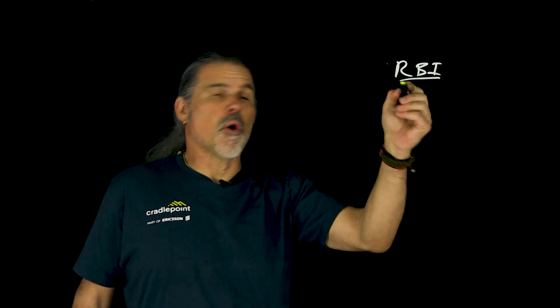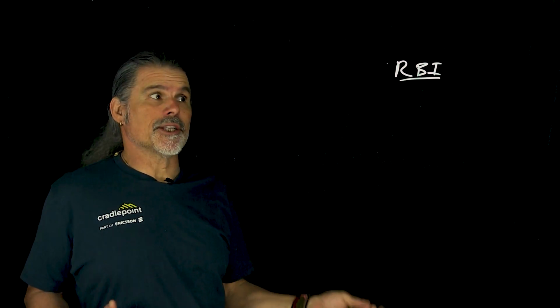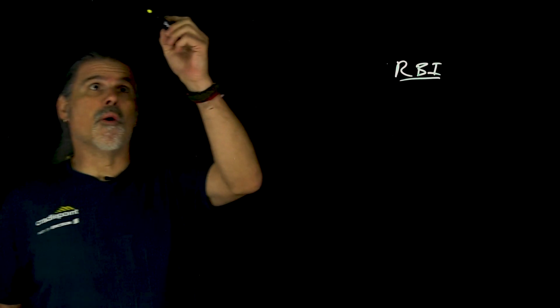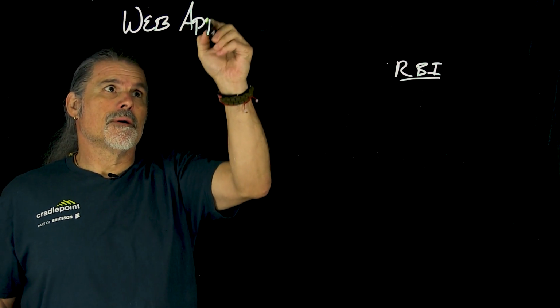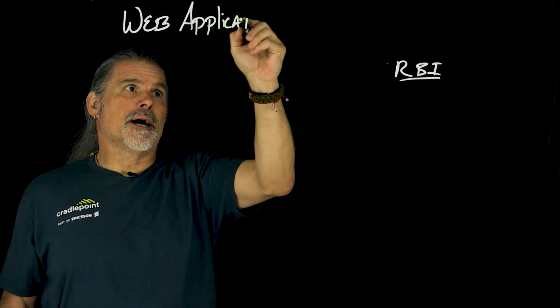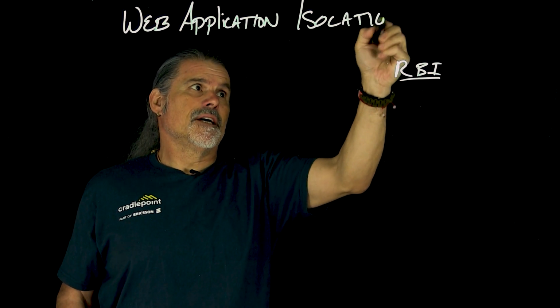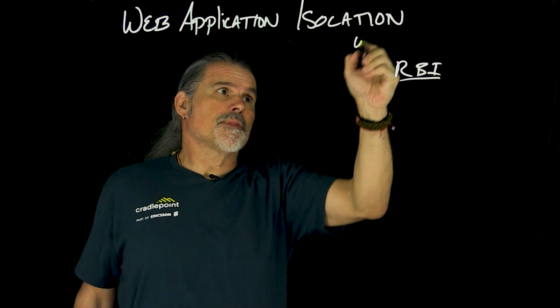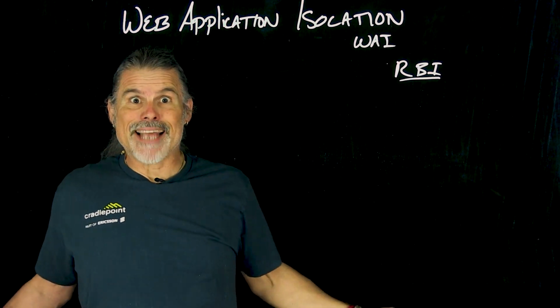Now, the last time on the Enlighten series, we talked about RBI, or Remote Browser Isolation. And this time, we're going to talk about the other side, or Web Application Isolation, or WAI. So let's take a look at this.